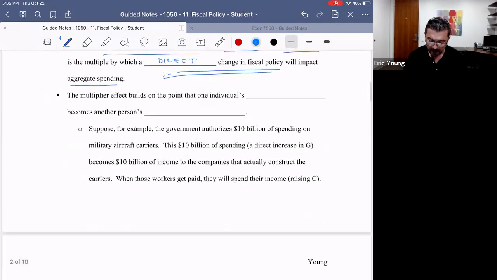Okay, the multiplier effect goes back to a concept that we've discussed before, and it builds on the idea that one person's expenditure has to become another person's income. It's really important, kind of counterintuitive, so we'll say it again. In any economic system, one person's individual spending has to lead to somebody else's economic income.